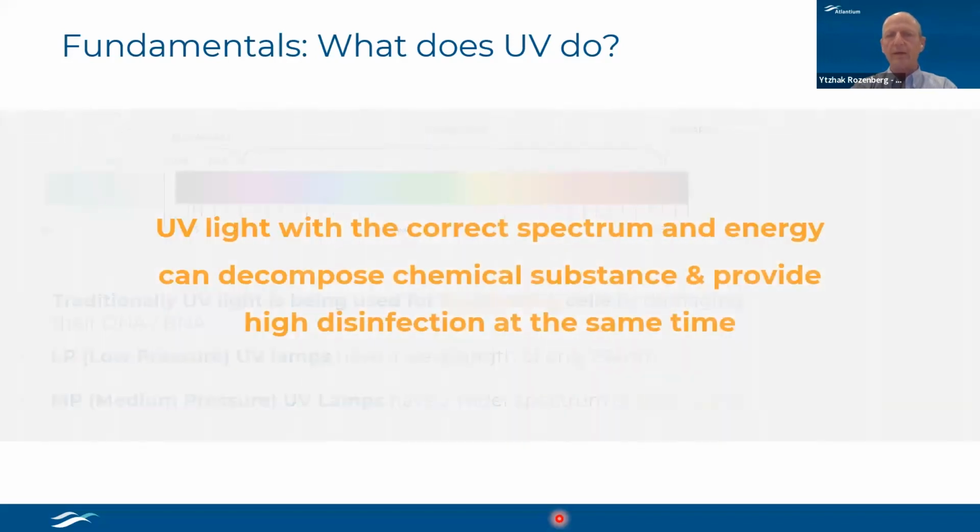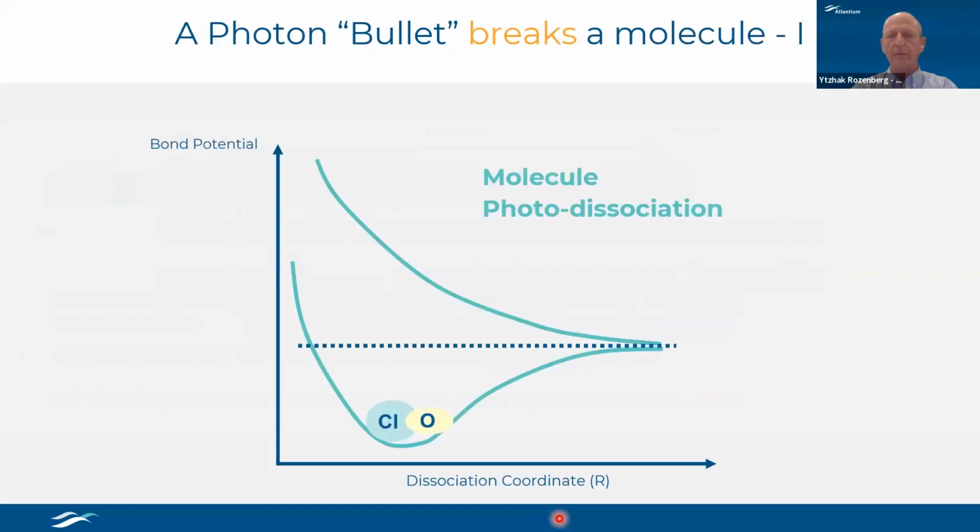UV light with the correct spectrum and energy can decompose chemical substances and provide disinfection at the same time. Why disinfection? Because the energy, the UV dose, which is needed to decompose chemicals, in our case the free fluorine, is much higher than the disinfection level. So you are getting, at the same time, the decomposing of the free fluorine and a high disinfection barrier.